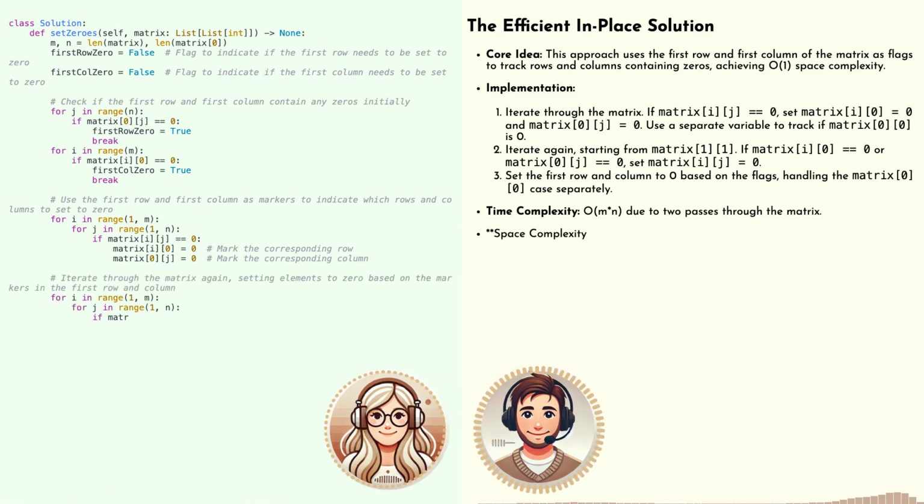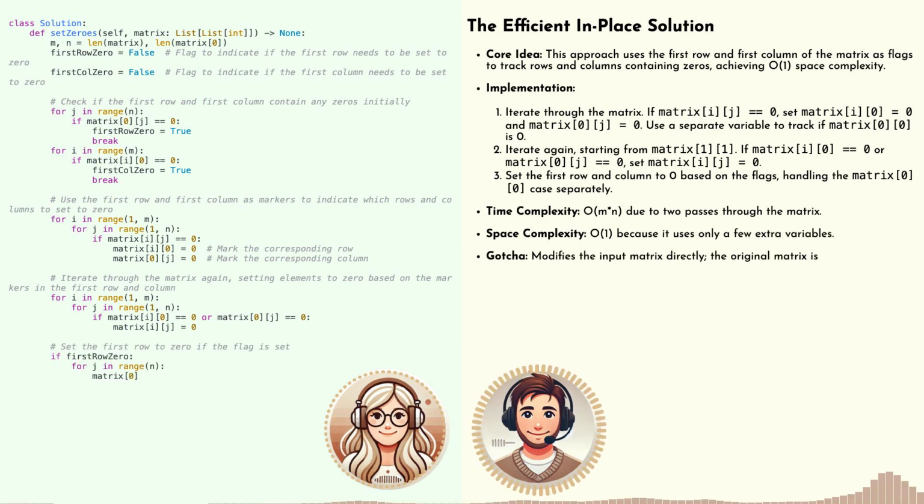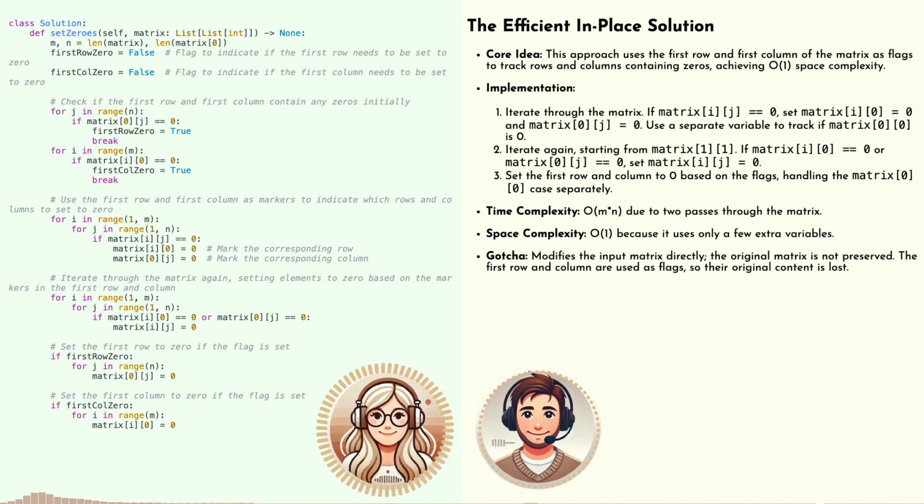Wait, what? How do we use the matrix itself as markers? Wouldn't that mess up the actual data in those rows and columns? That's a great question. And it gets to the heart of why this solution is so clever. Let me explain. Think of it this way. We can use the first row and first column as a kind of control panel to tell us which other rows and columns need to be zeroed out.